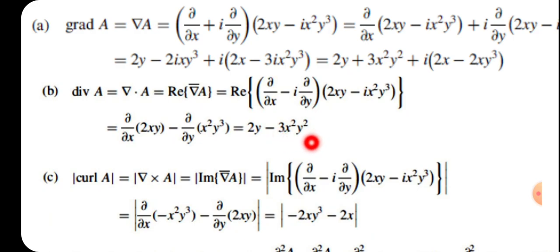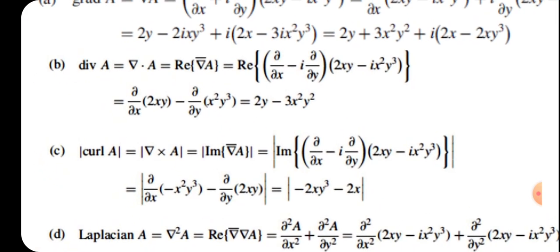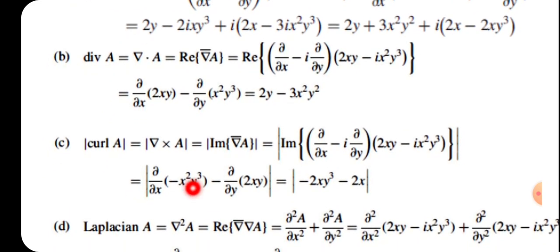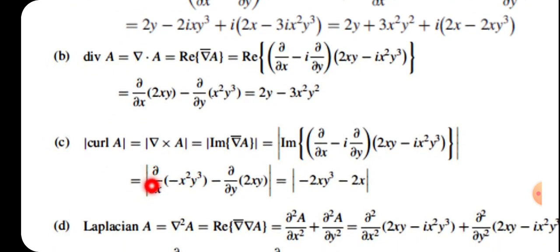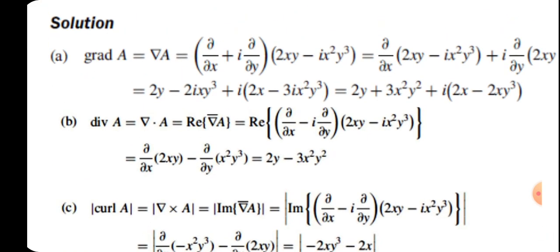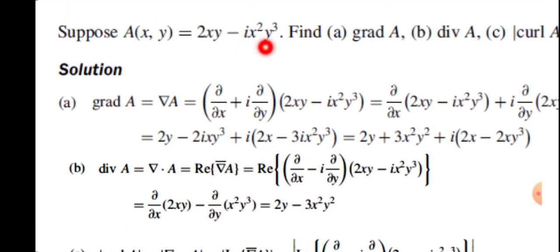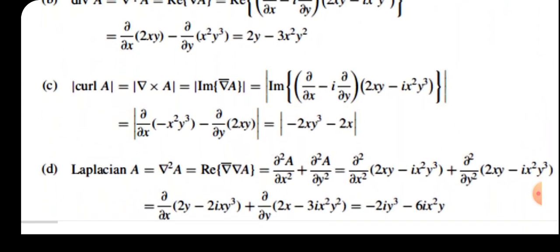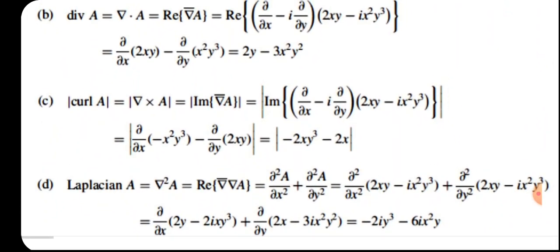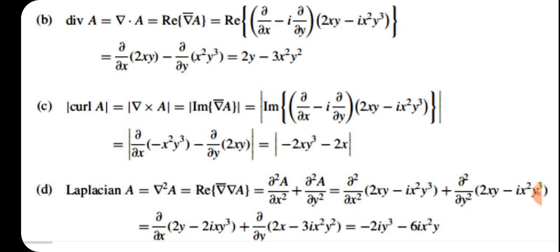To find the curl of A, write this rule here, which is partial x of Q minus partial y of P, where Q is the imaginary part, which is negative x squared y to the power 3, and P is the real part, which is 2xy. When you substitute in the rule, you can find that the final answer is negative 2xy to the power 3 minus 2x.